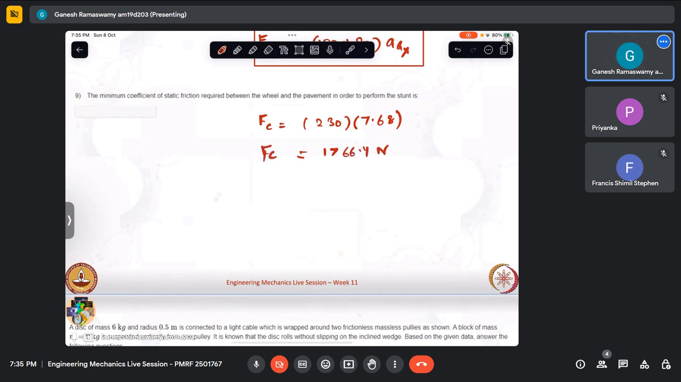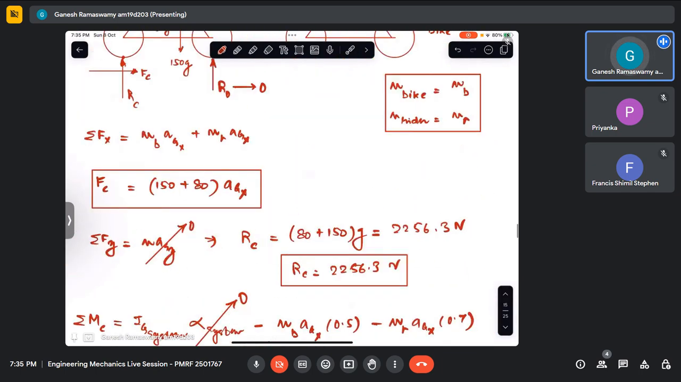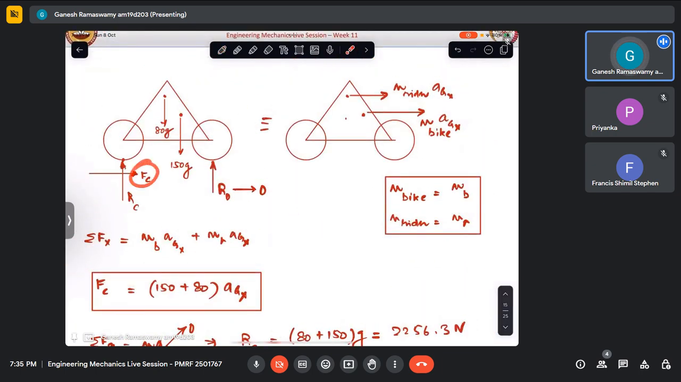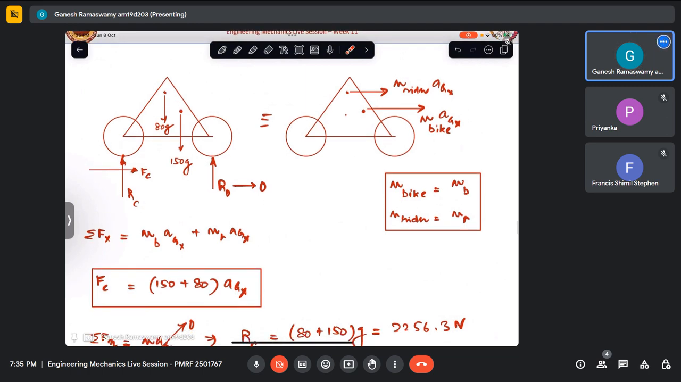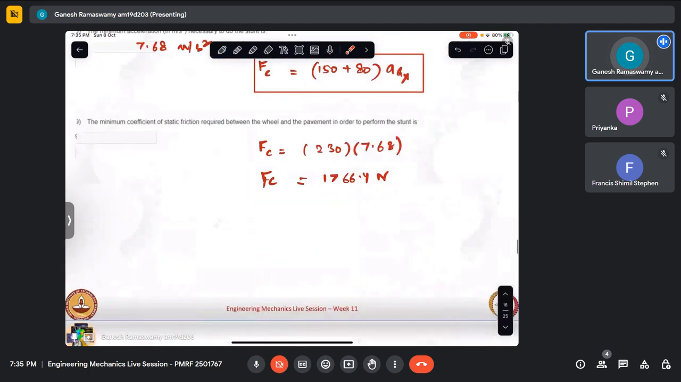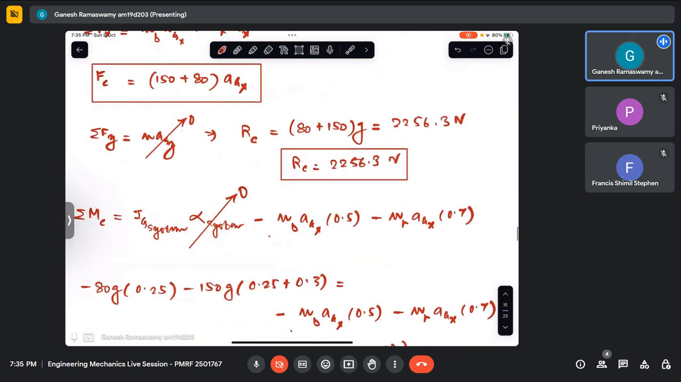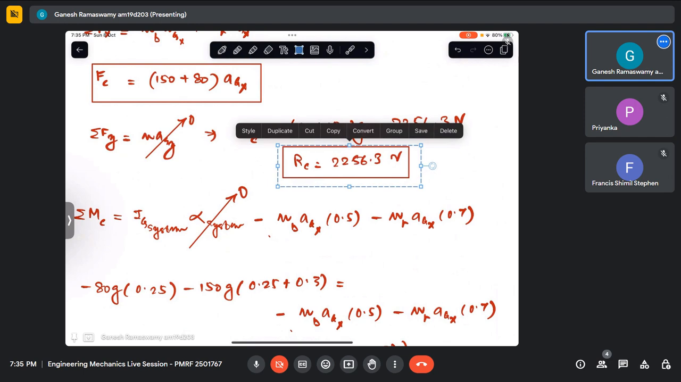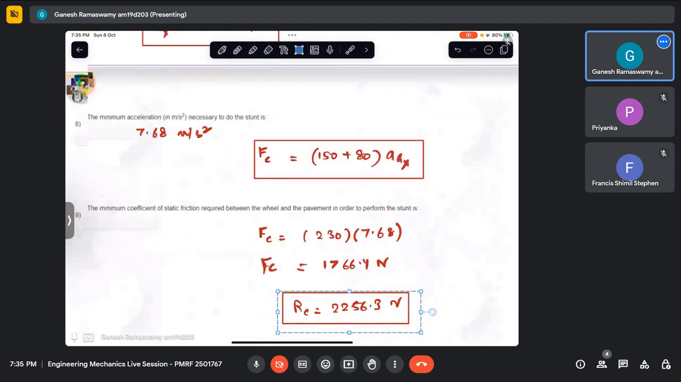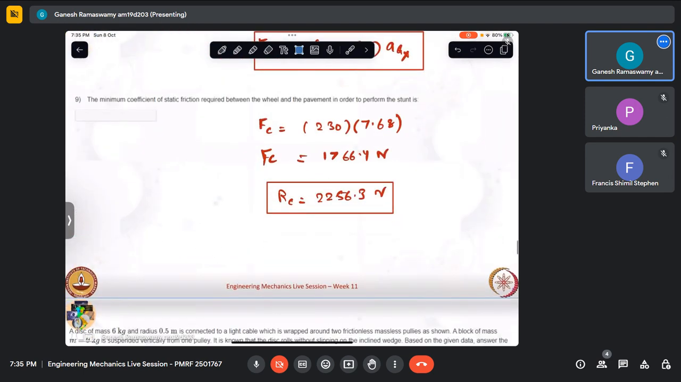So once we know Fc, once we know these two quantities, given that it is impending motion, we just have to take the ratio in order to arrive at the coefficient of friction. Fc we know. Do we know R? We know it from here. So therefore mu is Fc divided by R, 1766.4 divided by 2256.3, which comes to 0.78.